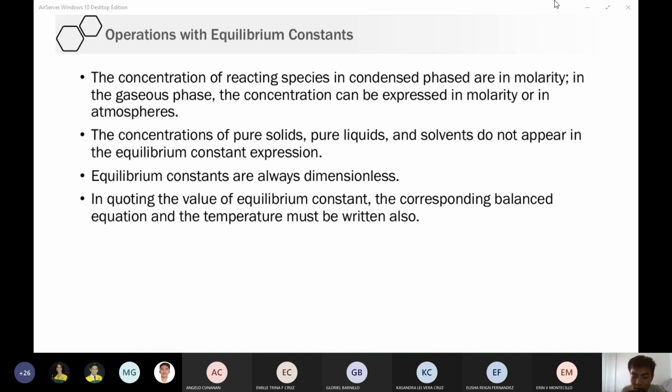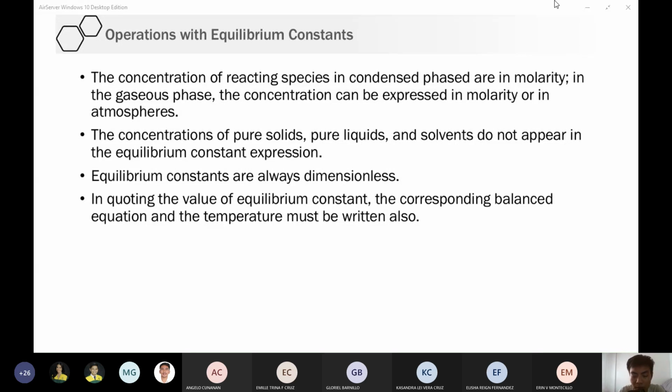And lastly, in quoting the value of the equilibrium constant, the corresponding balanced equation and the temperature must be written also. Depending on how you balance the equation, there is a corresponding value for K, di ba? Example, binaliktad mo, reciprocal yon. Pag times 2 mo, magiging square yon. Pag dinivide mo by 2, magiging square root yon. So you have to write the equation together with the K value.